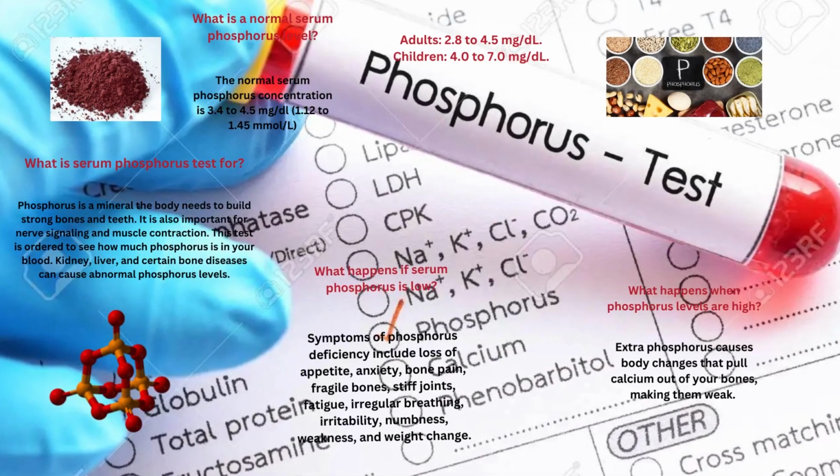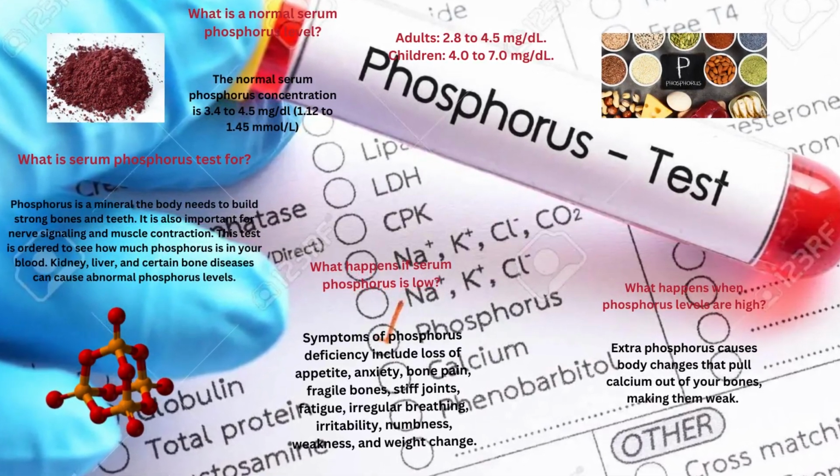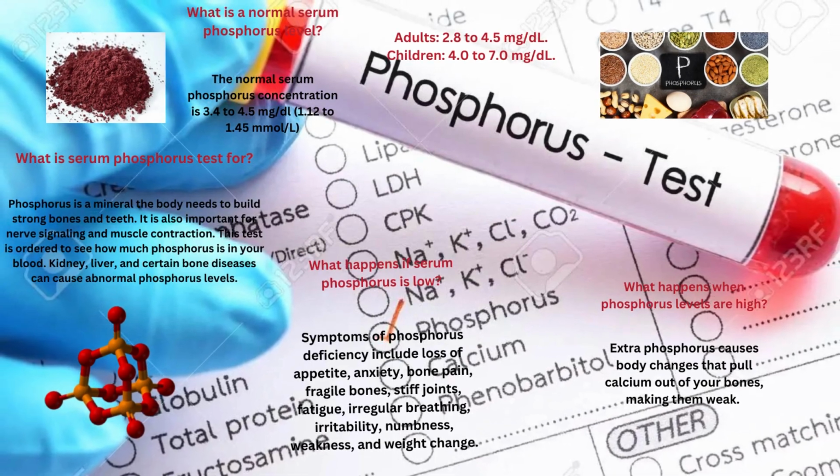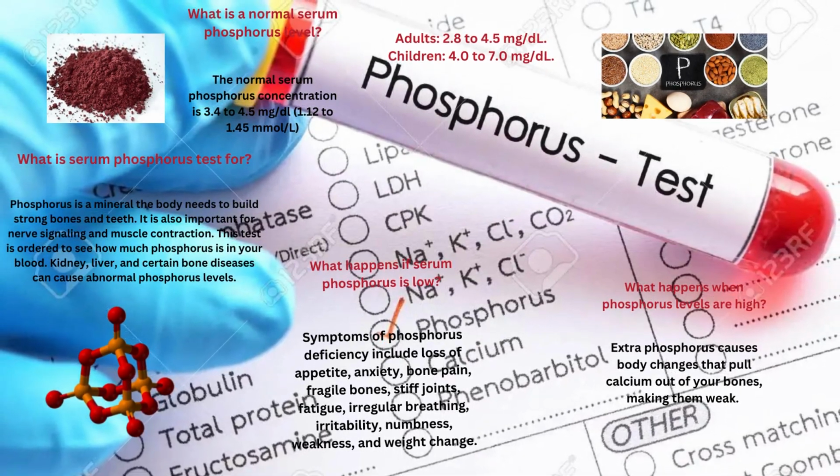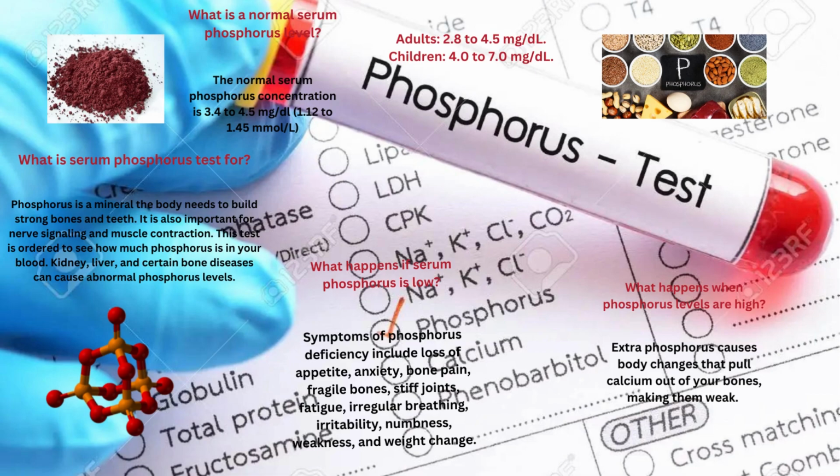Serum phosphorus test. What is serum phosphorus test for? Phosphorus is a mineral the body needs to build strong bones and teeth. It is also important for nerve signaling and muscle contraction. This test is ordered to see how much phosphorus is in your blood. Kidney, liver, and certain bone disease can cause abnormal phosphorus levels.